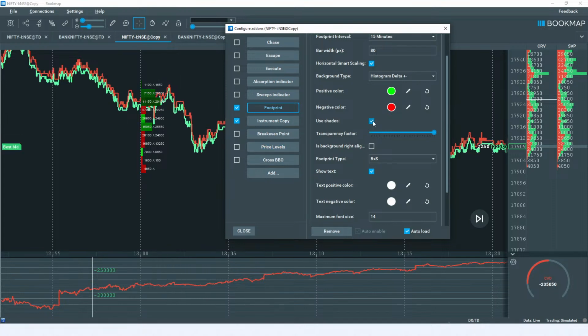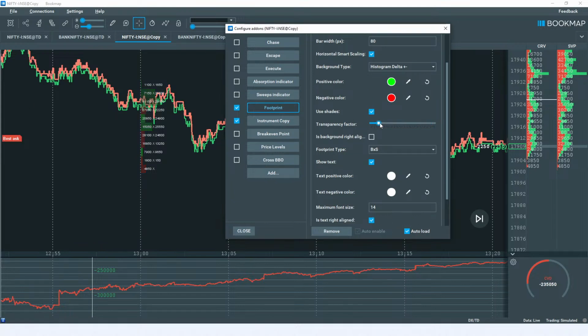If I enable it, you will be able to see the level marked in dark green, which indicates a larger number of orders. That gives us good visualization and good differentiation. Immediately we can notice the change in the market, and hence I am using this particular option, use shades.